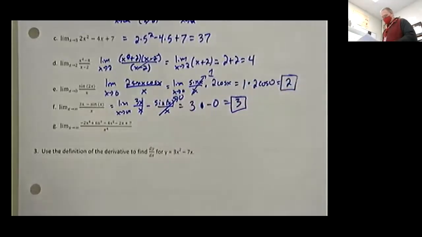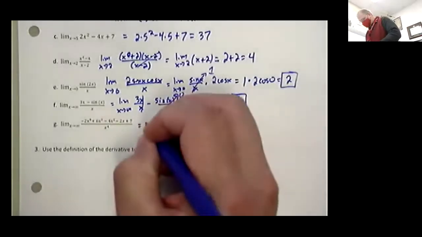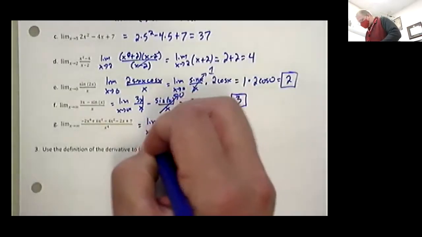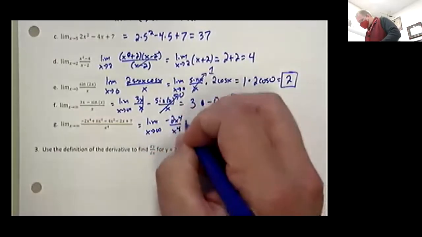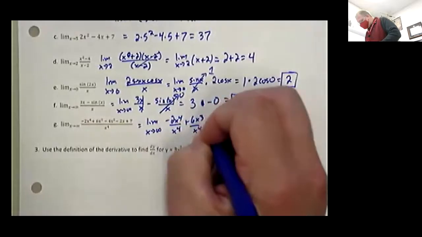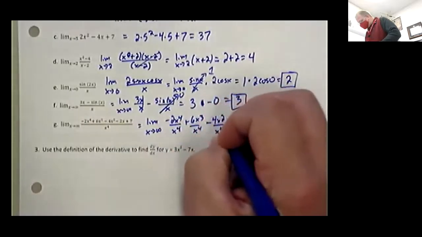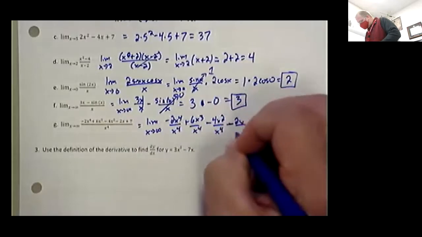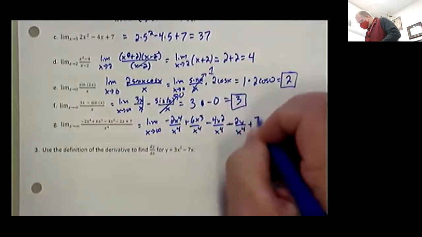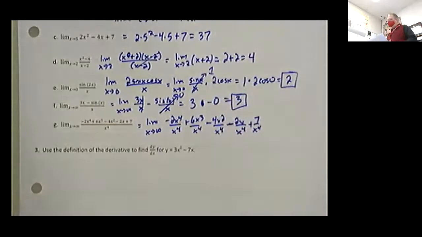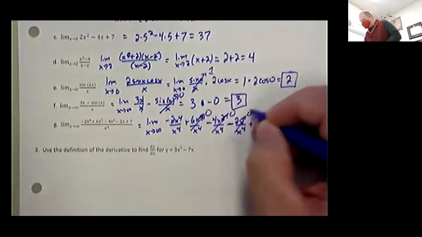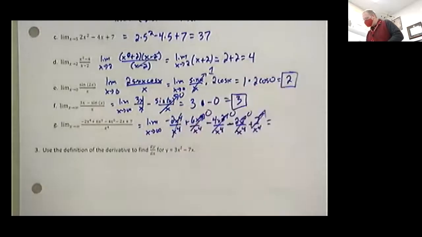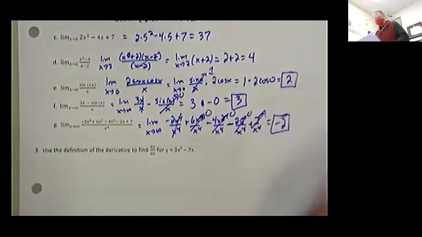Letter G, we'll use our polynomial trick, splitting this up. So this is the limit as x goes to infinity of negative 2x to the 4th over x to the 4th plus 6x cubed over x to the 4th minus 4x squared over x to the 4th minus 2x over x to the 4th plus 7 over x to the 4th. If the degree of the denominator is greater than the degree of the numerator, it has to go to 0. So all of these go to 0. Here the x to the 4th cancel. We're left with negative 2.